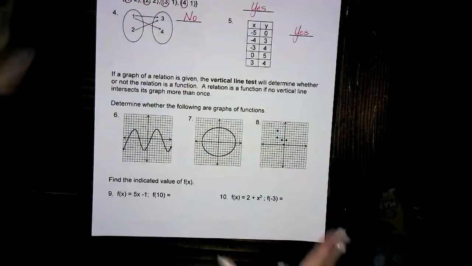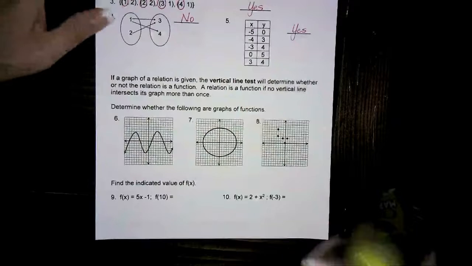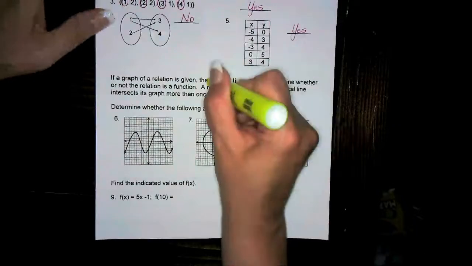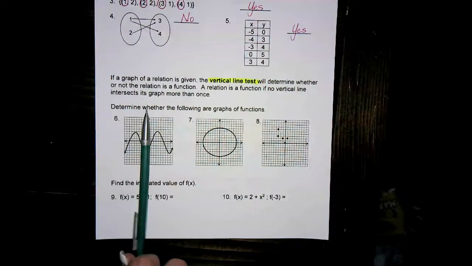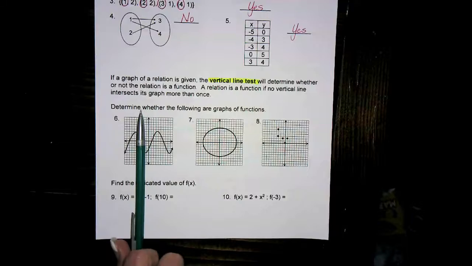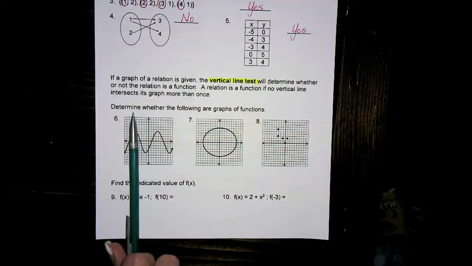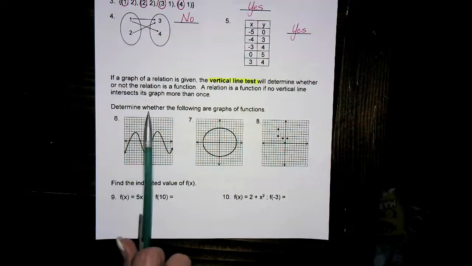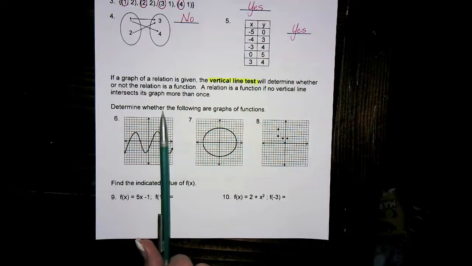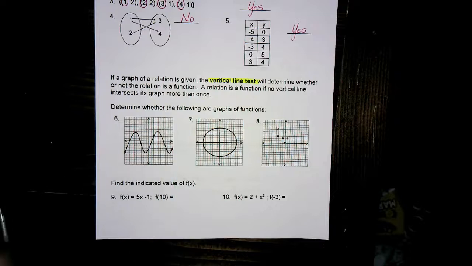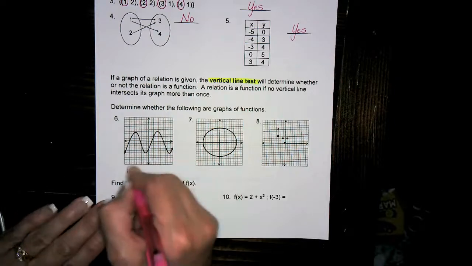So if we're given a graph of the relation, we can use what's called the vertical line test to be able to tell whether it's a function or not. Now, the vertical line test says if you can draw a vertical line somewhere on the graph and it only touches the graph one time, then it's a function. So you can see here, I'm moving this vertical line around in all these different places, and I'm still only touching the graph one time. That means this is a function.